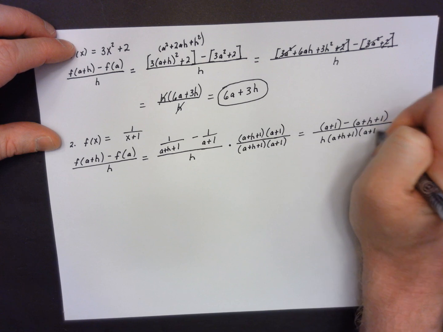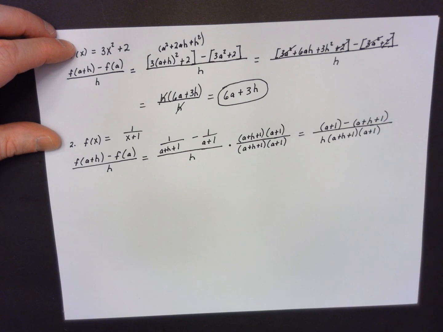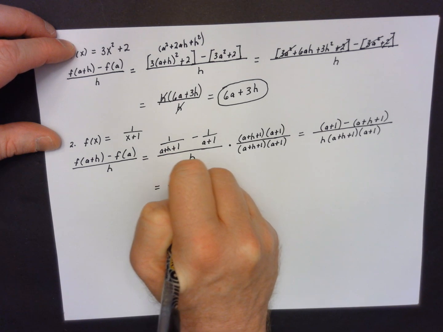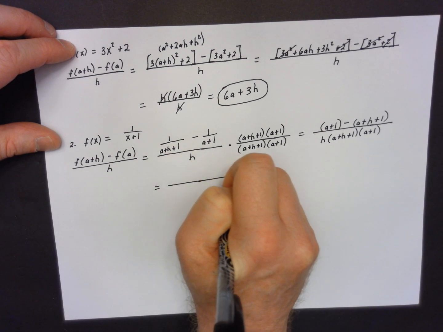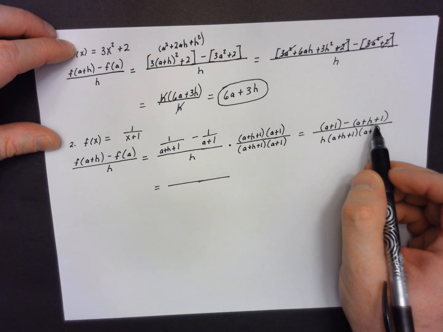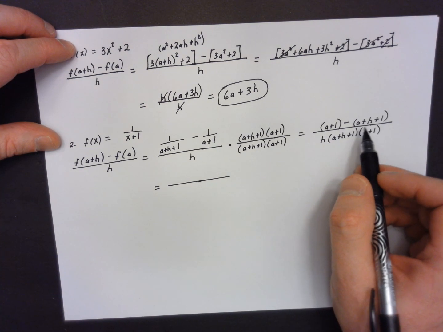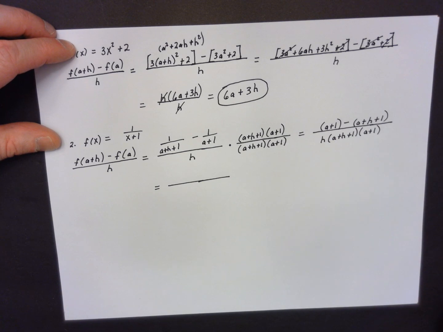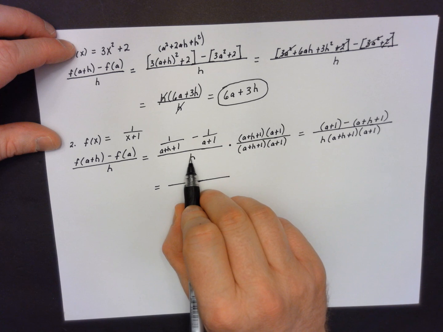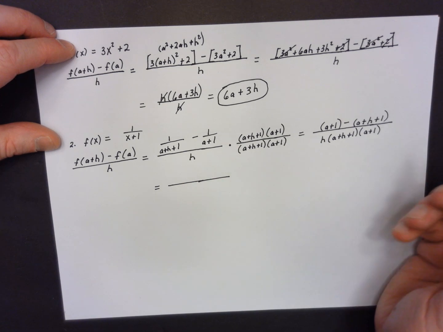Now, every single time in these problems, a lot of times students are confused about what they need to do and when are they done. You're done when you simplify the numerator and you can factor out an h and cancel it with the h in the denominator. If you haven't canceled that h in the denominator, you're not done with the problem. So right now I can't cancel out the h, but now look.